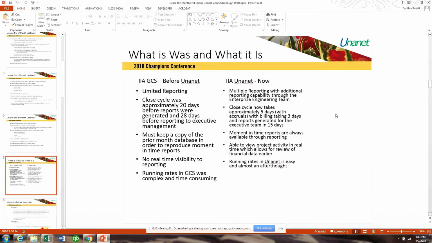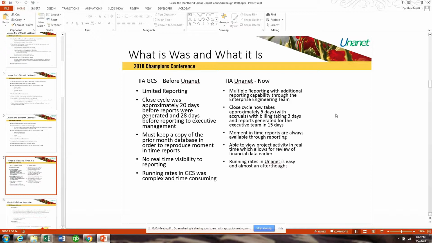We didn't have real-time visibility to reporting, and running the rates in GCS was complex and time-consuming. It took us an hour and 15 minutes to run our rate calculations in GCS because there were so many different pools that we had to run.